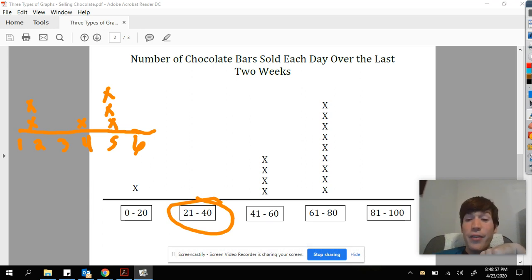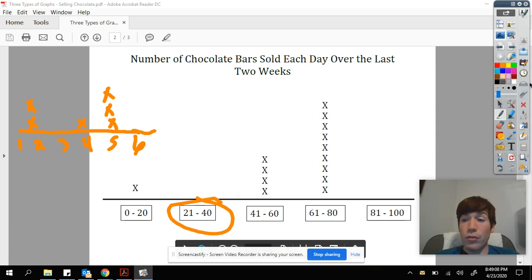Again, the reason I didn't do that here is because we were going all the way from a small number between 0 to 20, all the way to a number between 61 to 80, so that would have been really big. But just keep in mind a line plot can also look like that.